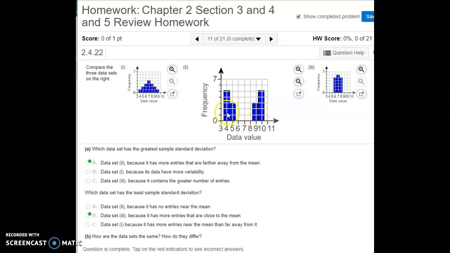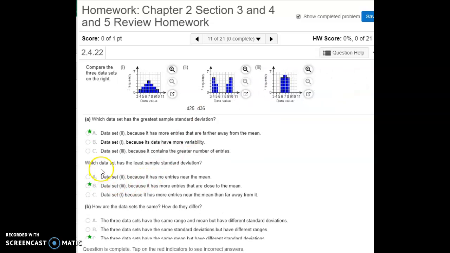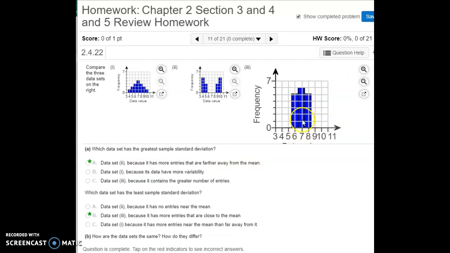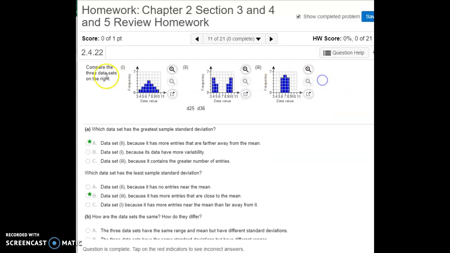You can see how it's perfectly balanced around 7. So it has a mean of 7, but it has a large standard deviation because the data isn't close to 7. Which data set has the least sample standard deviation? That would be this one. It again is going to have a mean of 7 because 7's right in the middle of the data and it's symmetric. It's even on both sides of 7. But all the data is clustered really close to 7, close to the mean. So it would have a smaller standard deviation than the other two charts here.